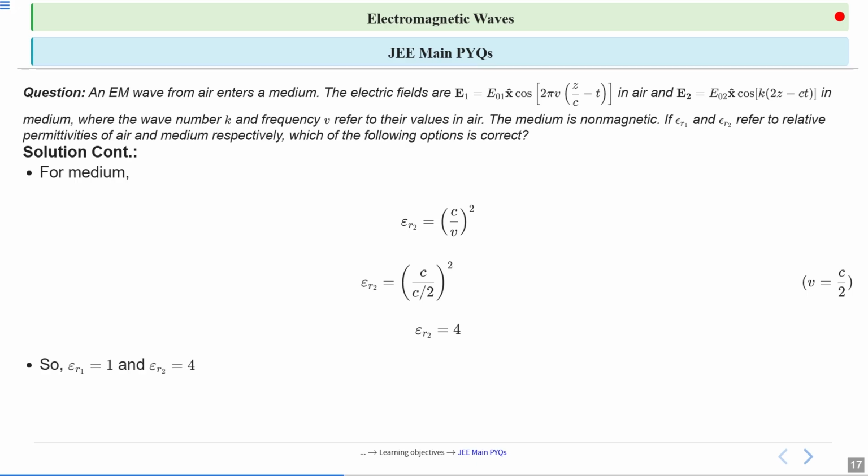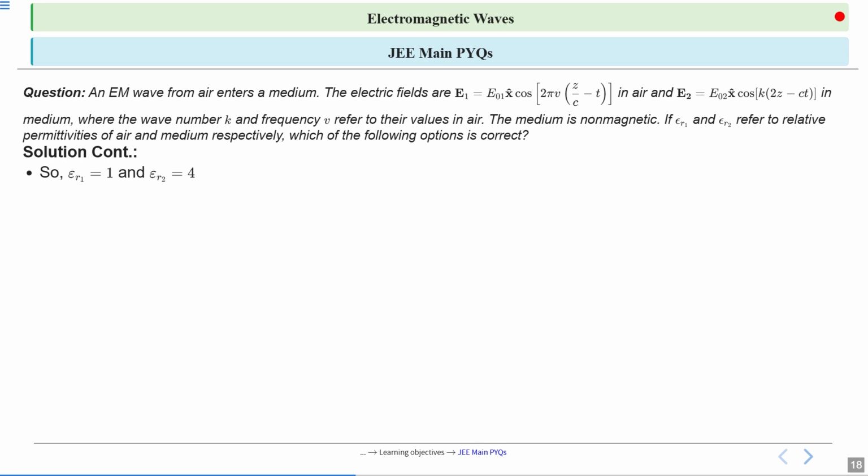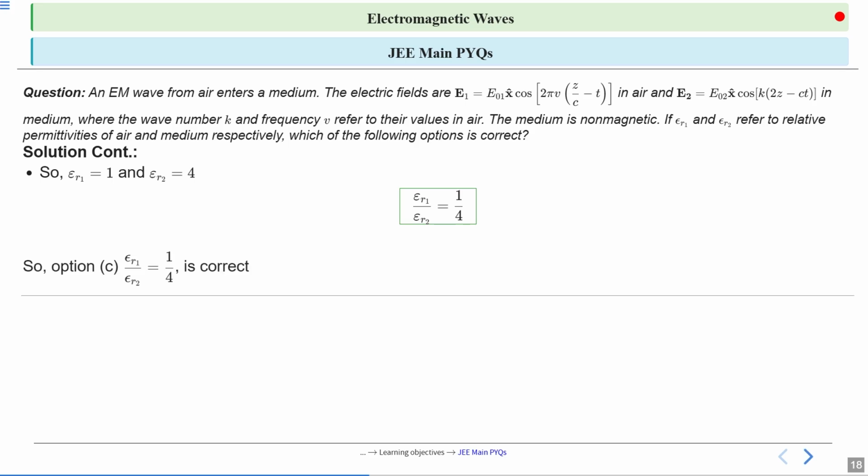Now we have to find epsilon r1 upon epsilon r2 according to the options. So epsilon r1 is 1, epsilon r2 is 4. So the ratio of both these permittivities, epsilon r1 upon epsilon r2, will be equal to 1 by 4. So which option is correct? Option C, epsilon r1 upon epsilon r2 equal to 1 by 4, is the correct option. Okay.